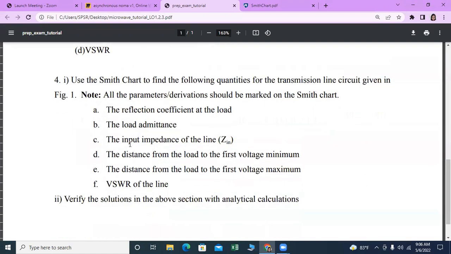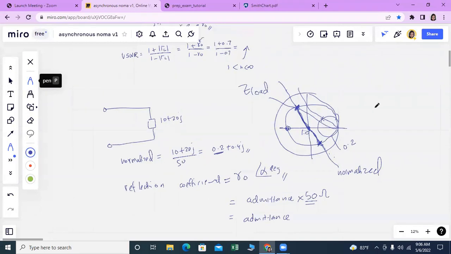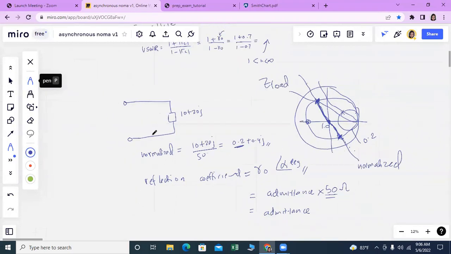Then you have to find the input impedance of the line. So the input impedance of the line you can find when you know the length of the line. Let's say it's 0.1 lambda, and then you know the point where the load is, right? From the load, you have to find towards the source, right? The input point is at a point where you will be traveling towards the source.